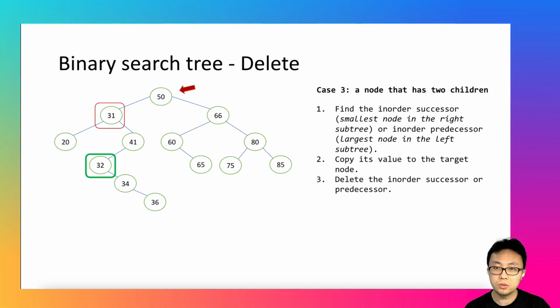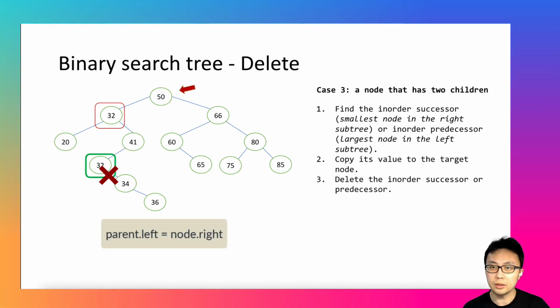If you were to use the value to replace that of the target node, it will look like this. After that, we will move to delete the in-order successor. This is a case 2 of deletion. In other words, we will need to adjust its parent node's reference. The parent of node 32 is node 41.